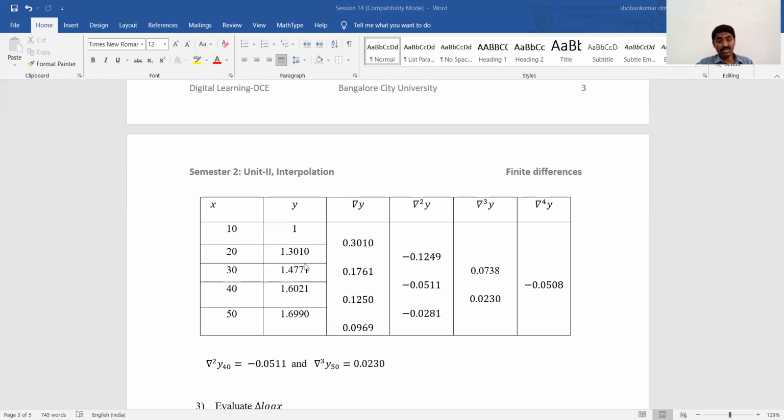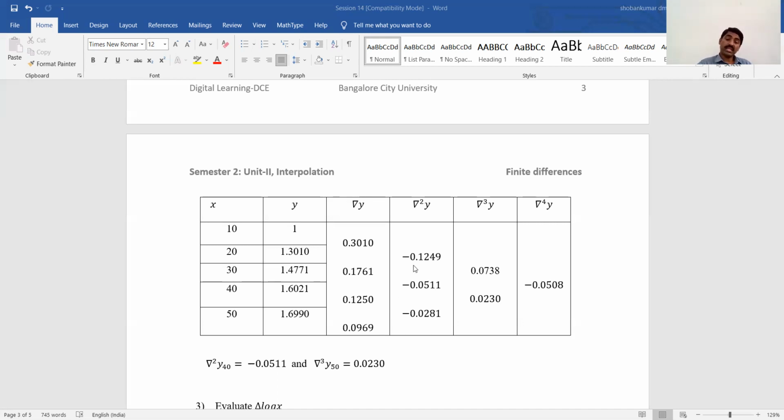Now I have to write first backward differences. This is y0, y1, y2, y3, y4. y1 minus y0 gives nabla y0. 1.3010 minus 1 gives 0.3010. 1.4771 minus 1.3010 gives 0.1761. 1.6021 minus 1.4771 gives 0.1250. 1.6990 minus 1.6021 gives 0.0969. Here, this is nabla y0, nabla y1, nabla y2, nabla y3.